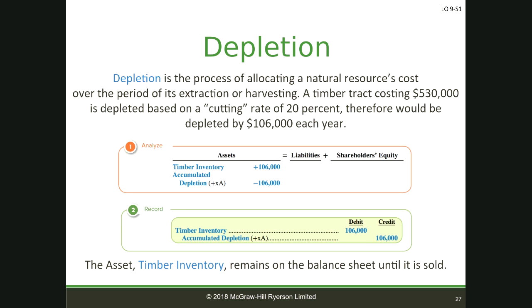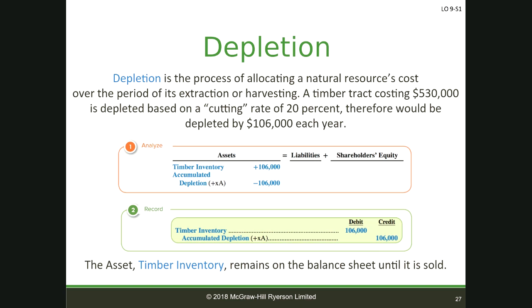Now, in this particular example we have here, they're talking about a forest. So it says when we cut down trees in a forest, right, we don't have the trees there anymore, do we? So what are we doing? We are depleting the forest, right, as we cut down the trees. So in the extractive industries, mining, timber companies, oil and gas companies, etc., we use the word depletion. Okay, so in the PowerPoint, right at the top, it says depletion is the process of allocating a natural resource's cost over the period of its extraction or harvesting.